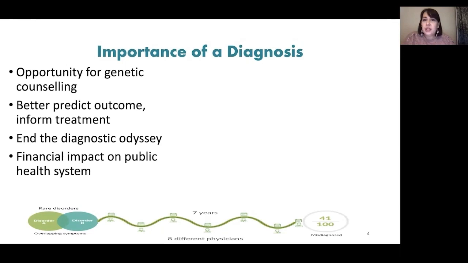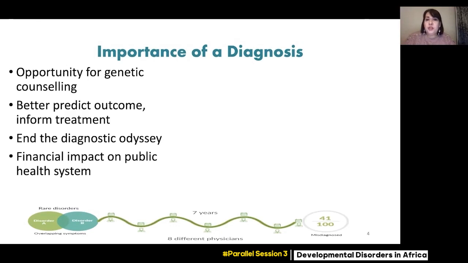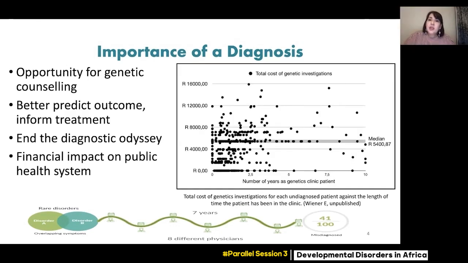Families of children with undiagnosed genetic diseases often face an uncertain and unpredictable journey that can last for several years and with significant financial cost. This is a global issue, but even more pertinent in low resource settings. Here you can see a graph representing patients from our genetics clinic and the number of years as well as the money spent on this diagnostic odyssey.